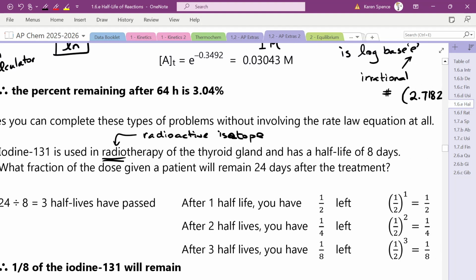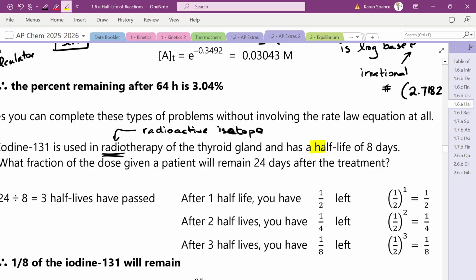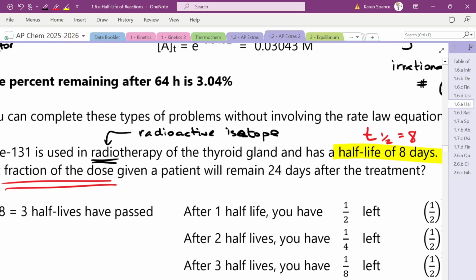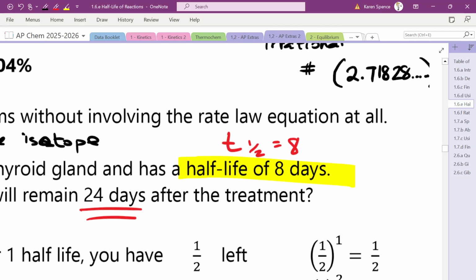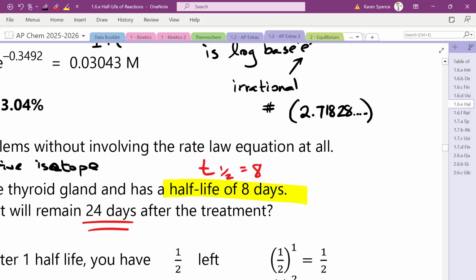So we are told that it has a half-life of 8 days. T1/2 equals 8. What fraction of the dose given to a patient will remain 24 days after the treatment? For this one, all you would have to say is how many half-lives have passed? How many half-lives have passed? 3.